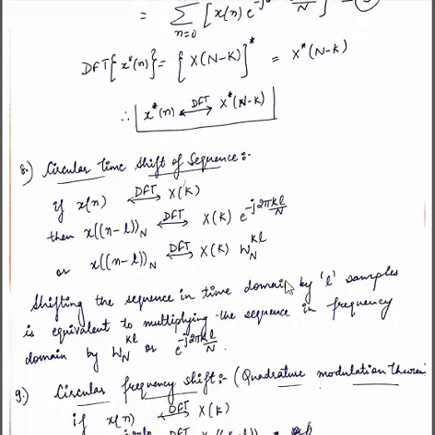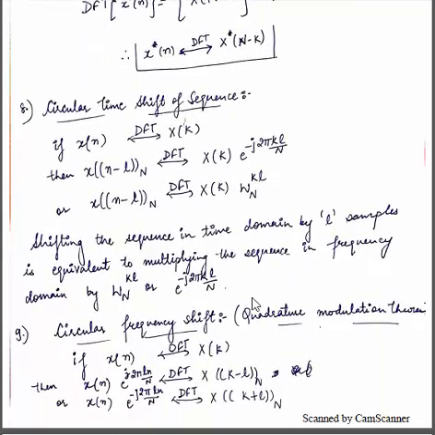Next is circular frequency shift. It states that if DFT of x of n is X of k, then DFT of x of n e raised to power j 2 pi L n over N is X of k minus L modulo N, that is N point DFT. This property is also called quadrature modulation theorem.